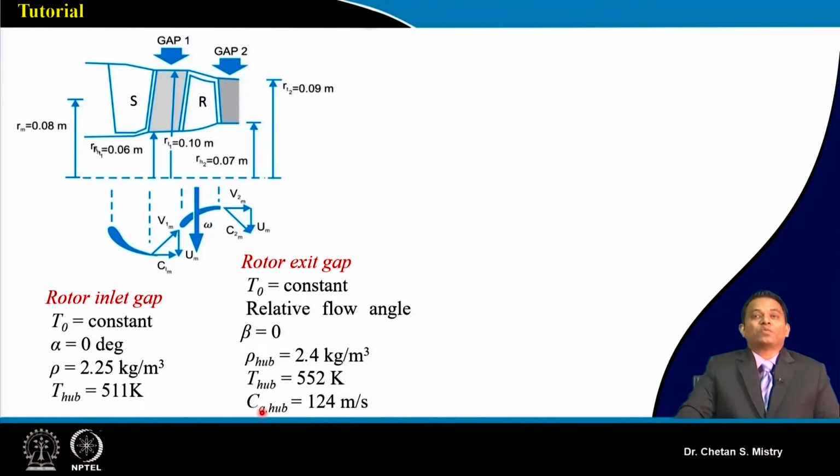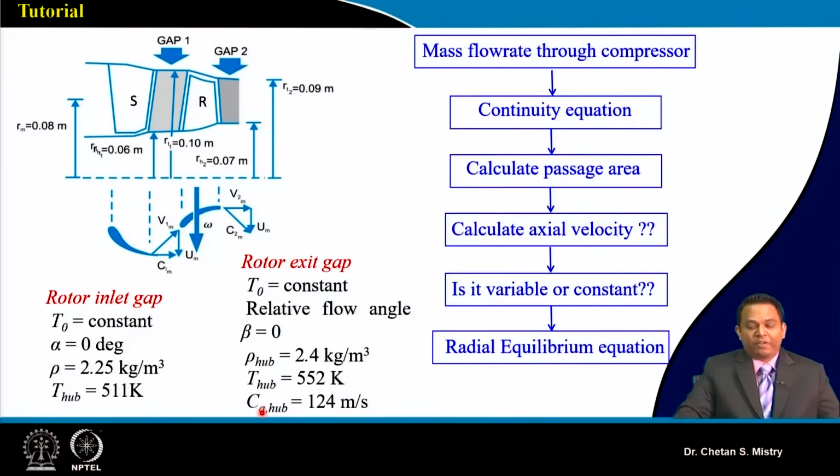So now if this is your question, you can understand we can use some formulation in order to calculate the variation of this axial velocity as well as our other properties. So let's see what our strategy will be. As we have discussed, we are looking for the mass flow rate through the compressor. We will be using our continuity equation. We can calculate our passage area. We need to calculate my axial velocity. Whether it's variable or constant, we don't know. So for that, we need to go with the radial equilibrium equation.